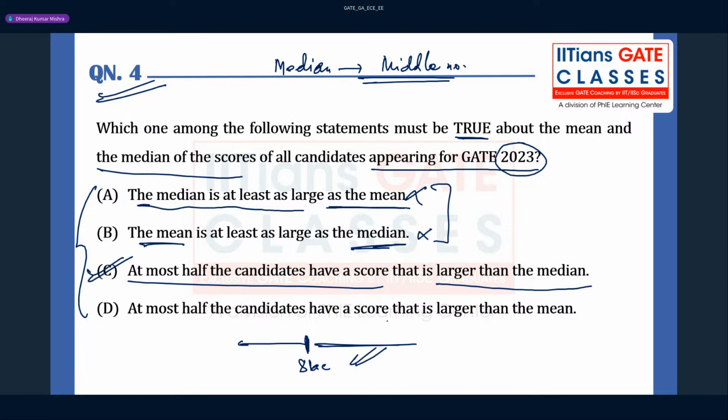At most half the candidates have a score that is larger than the mean. Here you can't comment unless you have been given the distribution of scores. So option C will be correct for this question, and this question needs just a real definition of the mean and the median. So question number 4 has the answer option C.